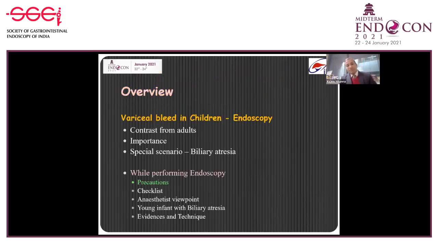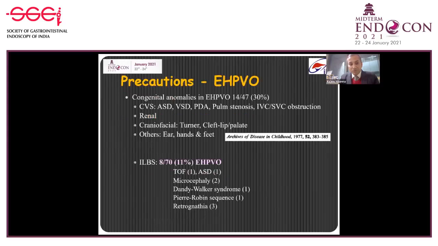So now coming to what precautions we should take while performing endoscopy. In extrahepatic portal venous obstruction, which is one of the commonest causes of variceal bleed which we see in children, congenital anomalies should be looked for. The common ones are cardiovascular, renal, craniofacial, like cleft lip, cleft palate, Turner syndrome. And we have also seen that at our institute, 11% of these children had congenital anomalies in the form of cardiac defects, microcephaly, Dandy-Walker syndrome, Pierre Robin sequence, and retrognathia.